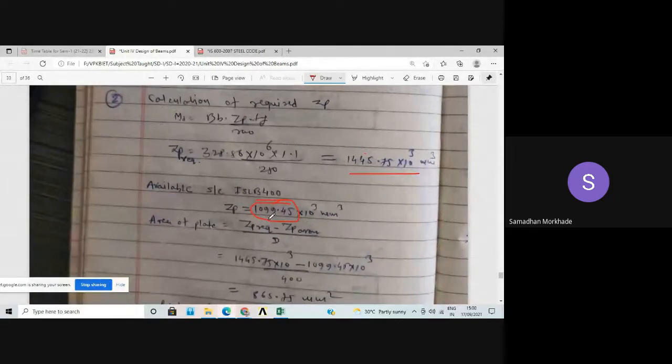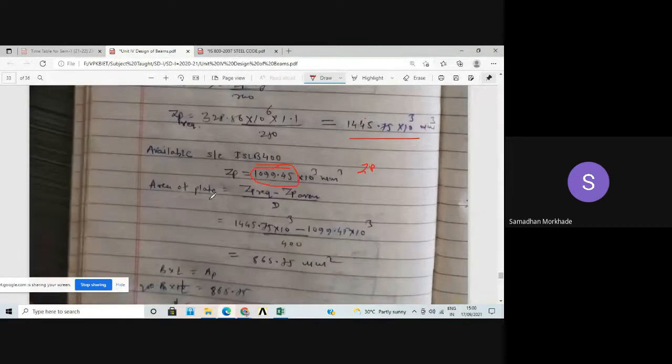Required plastic section modulus is 1445, but available plastic section modulus is only 1099. Because if you go for a higher section like ISMB 500 or ISMB 600, the ZP value of that section will be more than this, but we cannot use that because that is the condition given in the example. We have only ISLB 400 available, but the size of the plate is given, that 10 mm cover plate.